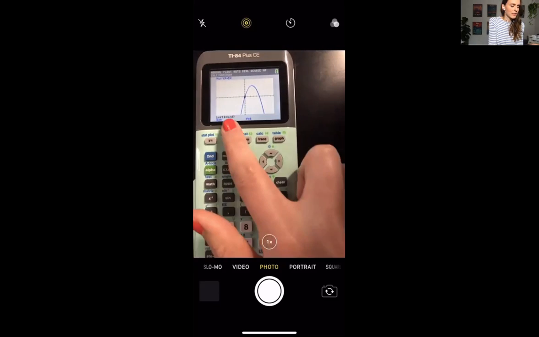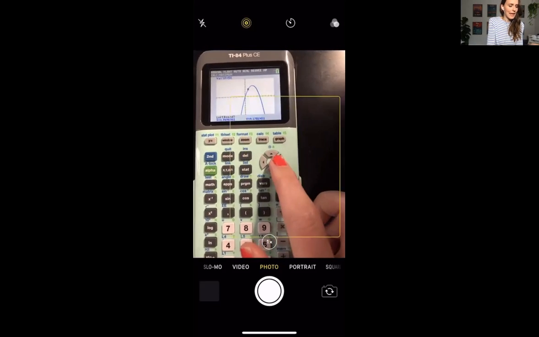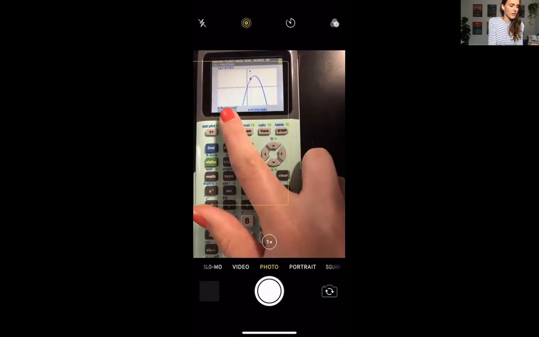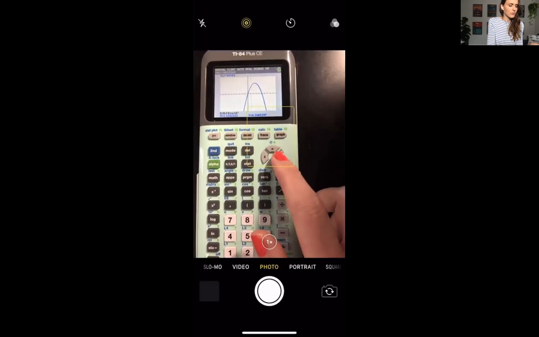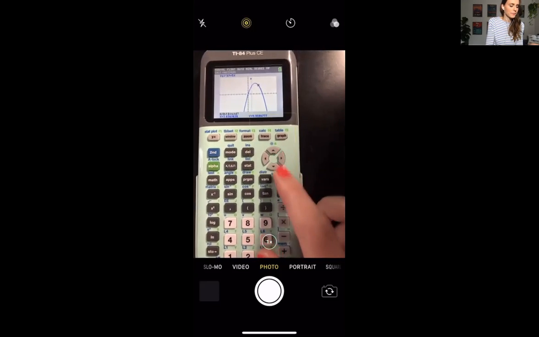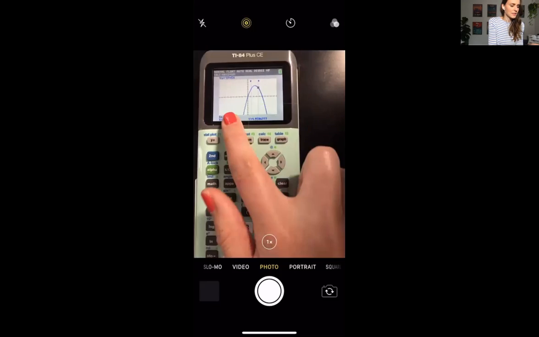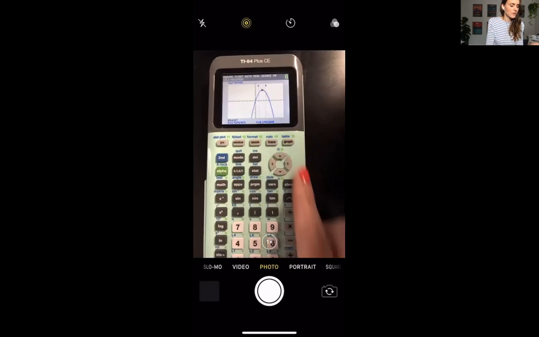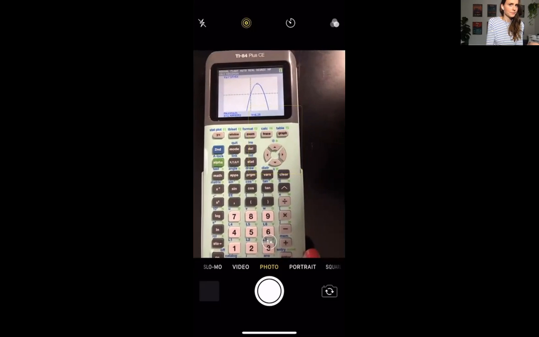And it's going to ask us for the left bound. So we want to be to the left of our vertex and press enter. And then it's going to ask us for our right bound. So we want to go to the right of that vertex and press enter. And then it's going to ask us to guess. So we're going to move our cursor approximately to our vertex there and press enter.